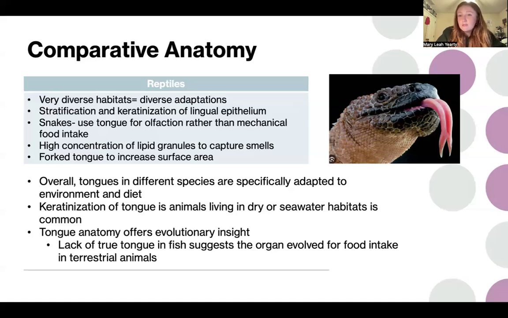This is likely a protection aspect for that mucosal lining, maybe kind of a hydration aspect as well. But most importantly, kind of what I've been saying this whole time, is that tongue anatomy offers some very valuable evolutionary insight. Like I said, the lack of a true tongue in fish suggests that the organ evolved for food intake in terrestrial animals, as well as a communication aspect, since that's a little more difficult underwater. But yeah, I hope y'all found this presentation interesting.